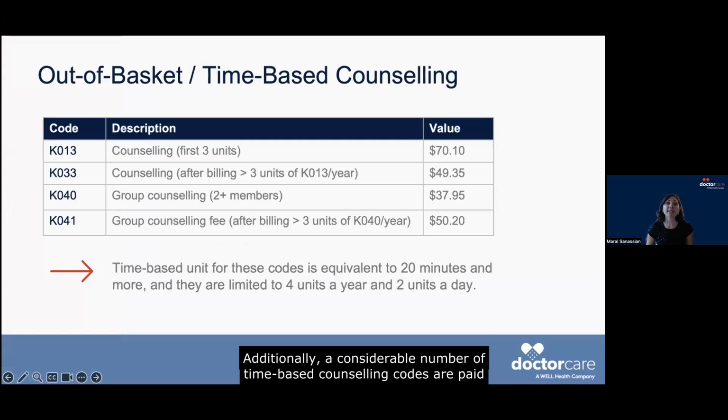Additionally, a considerable number of time-based counseling codes are paid out of basket. We shared these codes earlier. The K033 counseling code is billed after the K013 counseling code has been billed 3 times for the same patient, while the K040 and K041 are the group counseling codes, with K040 billed the first 3 times and the K041 billed subsequently. The time unit for these codes is equivalent to more than 20 minutes, and they're limited to 4 units a year or 2 a day.